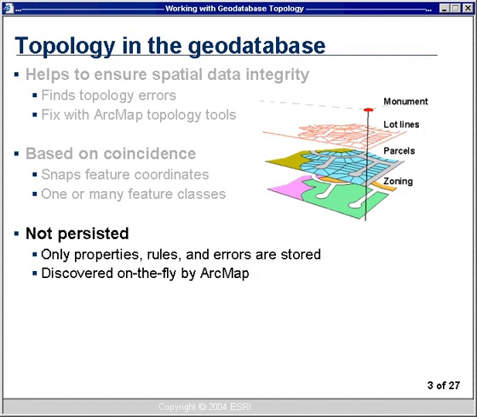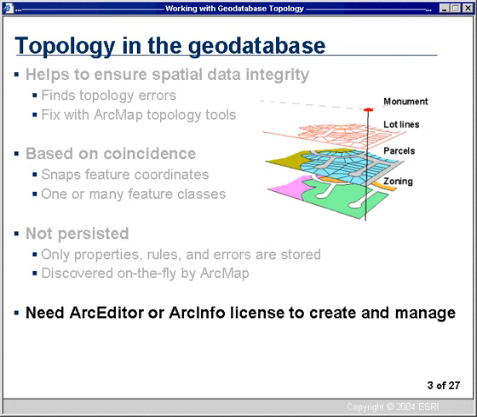It might be a little different for those of you that are used to the ArcInfo coverage setup, where the topology has actually persisted with the data. But in the geodatabase topology, it's not persisted, it's discovered on the fly. So, speaking of licenses, you need an ArcEditor or ArcInfo license to create and manage geodatabase topology. If you're working with an ArcView license, you can view the feature classes that participate in topology, but you will not be able to edit them or create a geodatabase topology class.